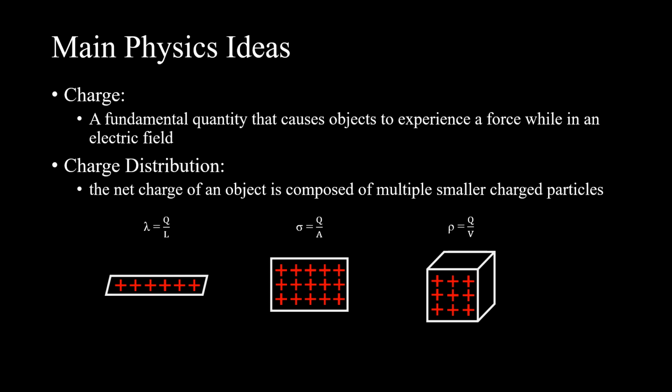We will also consider charge distribution. While any object may have an overall net charge, this net charge is actually composed of a number of smaller charge particles distributed throughout said object. Assuming uniform charge density, a one-dimensional uniform charge density, lambda, is net charge over length. A two-dimensional one, sigma, is net charge over area, and a three-dimensional one, rho, is net charge over volume.